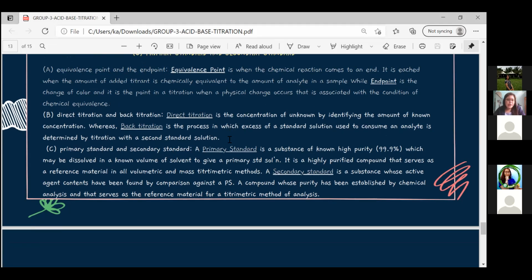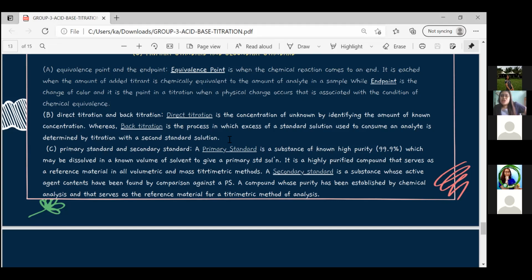And then second, we have here direct titration and back titration. Direct titration is what we did in the procedure for this experiment. We only have one titrant. We added it using a burette to the sample placed in an Erlenmeyer flask. And through the process, we determined the concentration of our sodium bicarb.